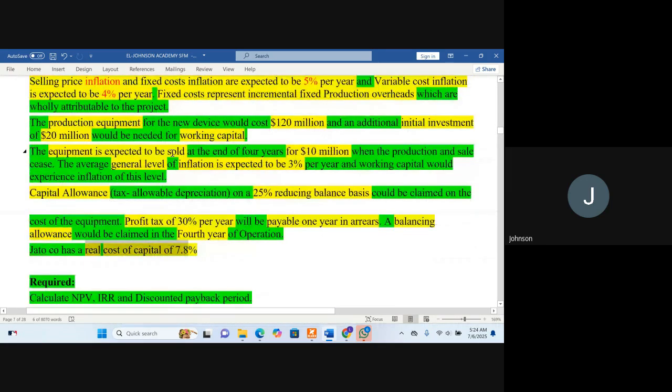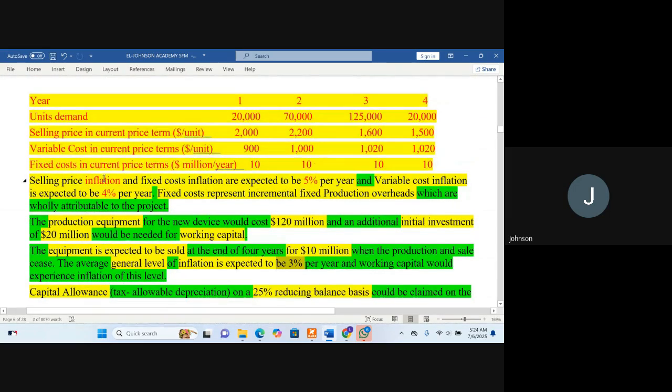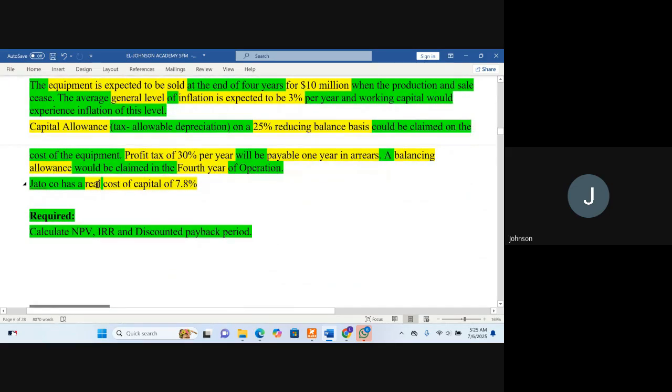In this case, working capital has a 3% inflation rate. Selling price and fixed costs have a 5% inflation rate. Variable cost has a 4% inflation rate. So you have no choice. You have to inflate all of them with their inflation rates. And that means that once your cash flows have been inflated, your cost of capital must also be inflated using Fisher's equation.